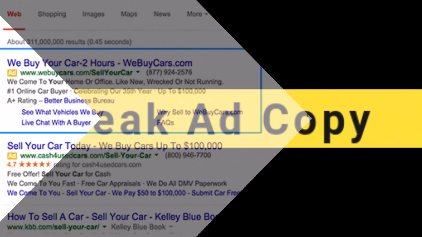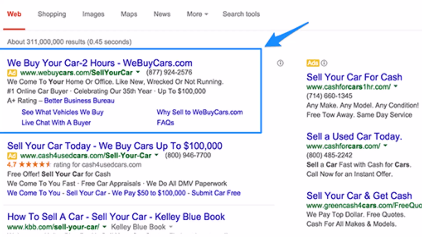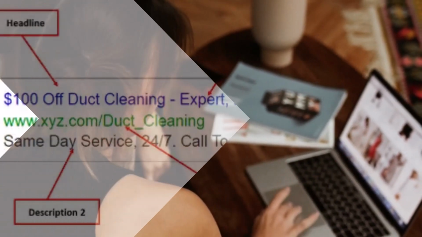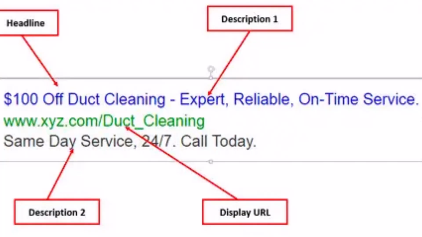Your ad copy should be benefit focused. Ask yourself, would you click this ad? Highlight solutions, include urgency and trust, and test different headlines.